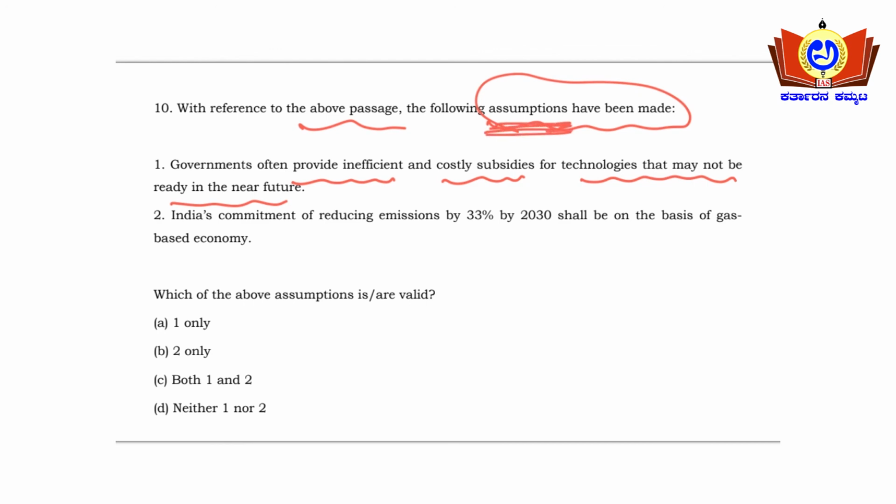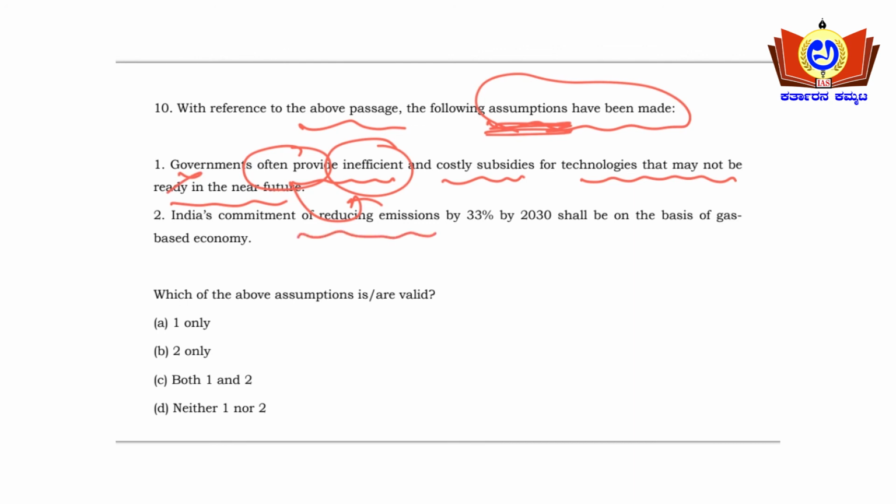Governments often provide inefficient. See, often provide, it is telling government may provide. No, it's not telling like that. Often provide. So this is wrong here. Governments often provide inefficient and costly subsidies for technologies that may not be ready in the near future. So this is wrong here.